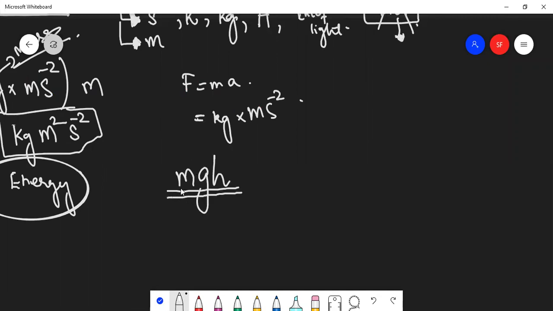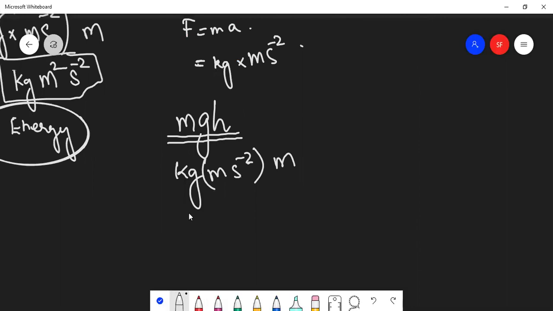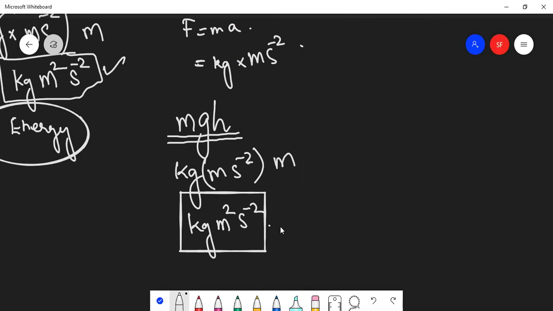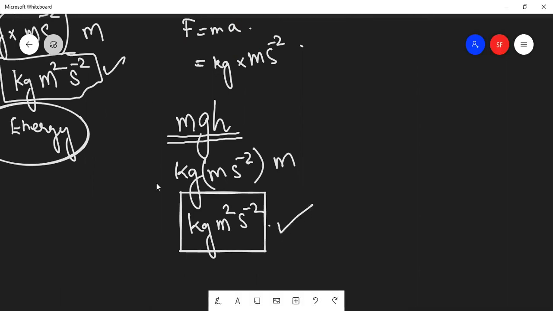kg. Do we include 9.81? No. m s squared, okay, m s minus 2, and what else? And h, meters. Yep, meters. So you get kg m squared s minus 2. Is it the same as the one which we got over here? Yep. Okay, so the first component is verified.